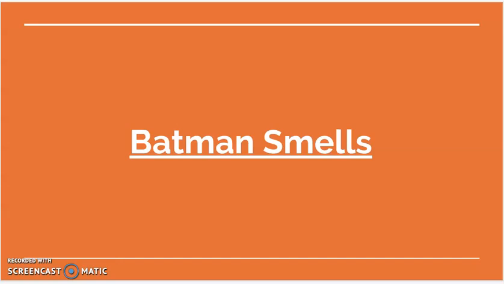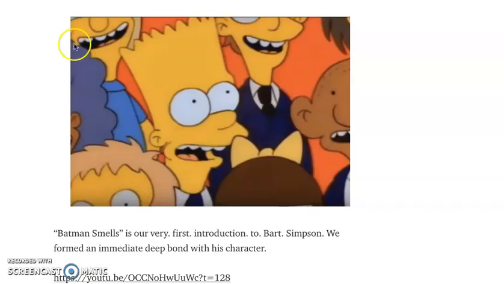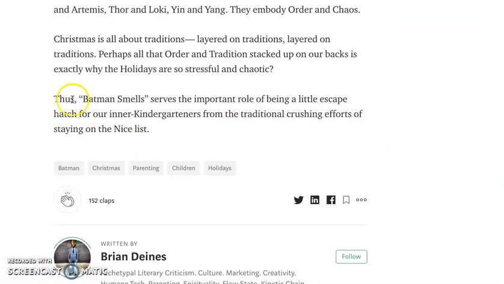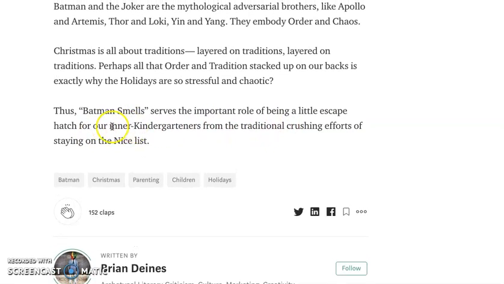But the most important way for me that the complexity is addressed is in the final sentence at the bottom here. "Thus, Batman Smells serves the important role of being a little escape hatch for our inner kindergartners from the traditional crushing efforts of staying on the nice list." Okay, the reason this is really important is because most people would cap off their articles or papers or whatever by saying, here is what this story means, or here is what this art is about. And that's kind of what's happening, but the really important trick here comes right here.